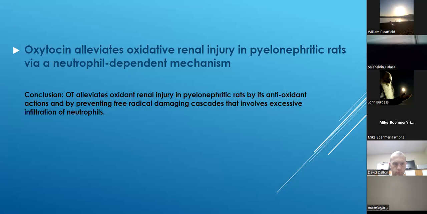So oxytocin alleviates oxidative renal injury in pyelonephritic rats via a neutrophil-dependent mechanism. We know that oxytocin helps to decrease the polarization of the immune system toward TH17, and the neutrophilia, and decrease interleukin-6. Knowing that, we can use it to manage almost any inflammatory disease in our body, including pyelonephritic disease.